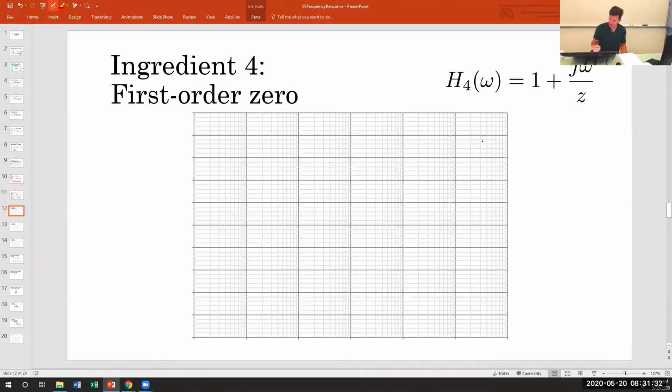If we want the magnitude of what I'm going to call a first order 0, or sometimes called a real 0, then I need to find this thing in dBs. So I'm going to need a little extra space here. So I'll start up here, and I might take the whole margin. So the magnitude of H4 in dBs is 20 log magnitude of 1 plus j omega on z, where z is a real number.